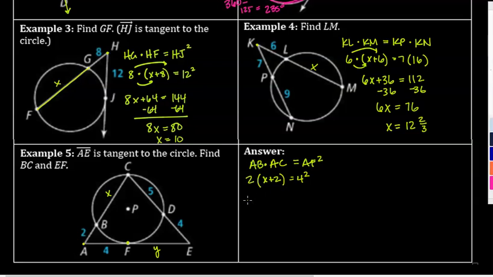I'm going to distribute the 2, so that'll be 2x plus 4 equals 16. Subtract the 4. 2x equals 12. And x would equal 6. So BC has a length of 6.